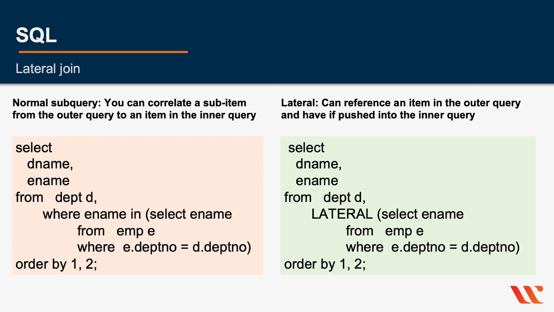Now, if you use the lateral, what's happening here is you're able to reference that item in the outer query, which is the ename, direct from the outer query, but after having it calculated from that inner query.